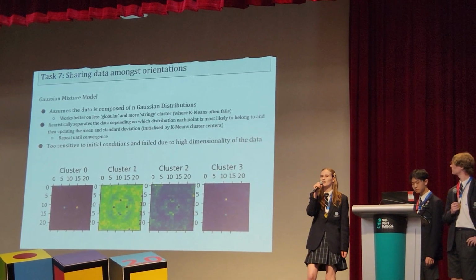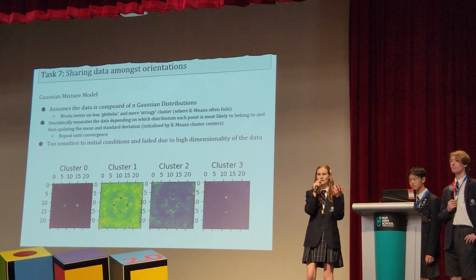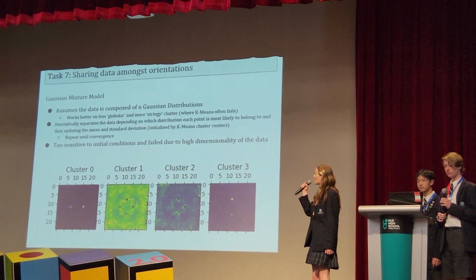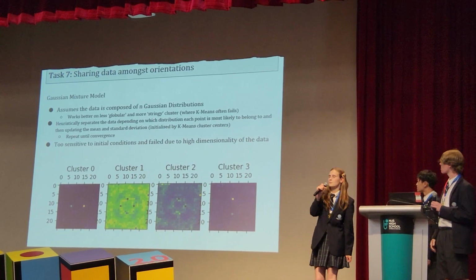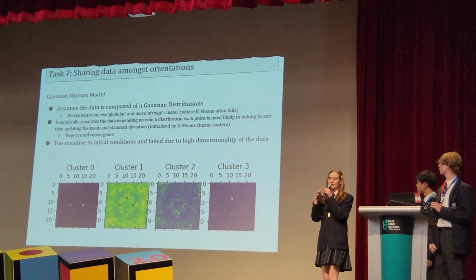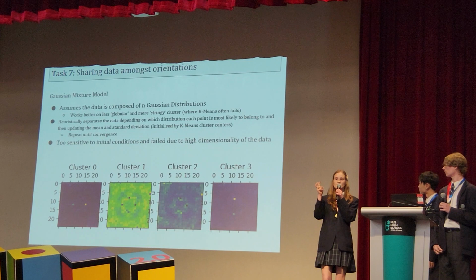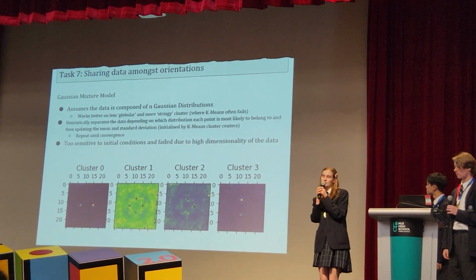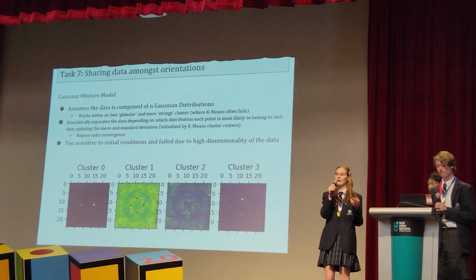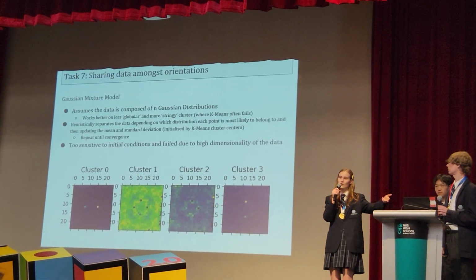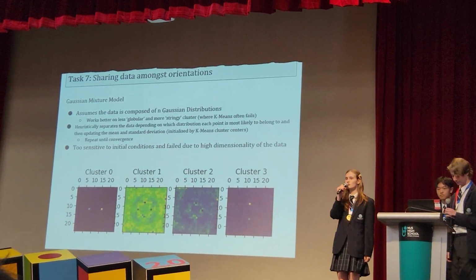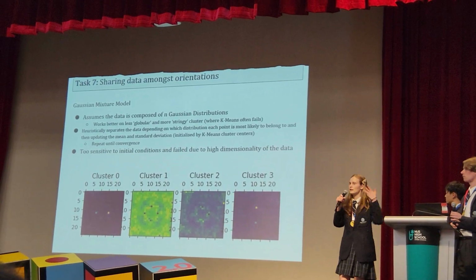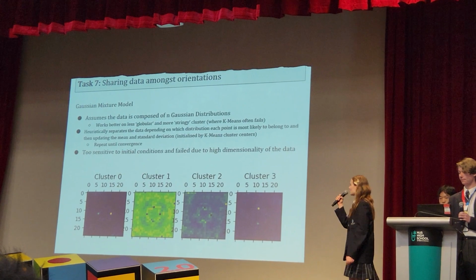This tends to work better on those less globular and more stringy clusters that k-means often fails at properly separating. What it does is heuristically separate the data by initializing with a couple of means and standard deviations of normal distributions, and then assigning every data point to a normal distribution depending on how likely it is to be part of that normal distribution. Then you just recompute the means, recompute the standard deviation, and repeat until convergence, pretty similar to k-means.